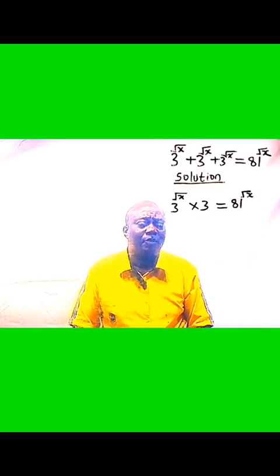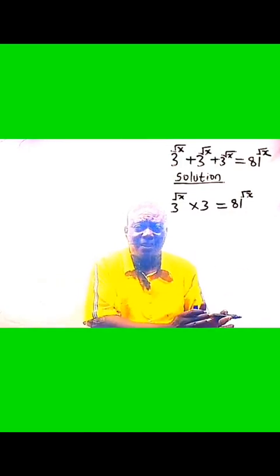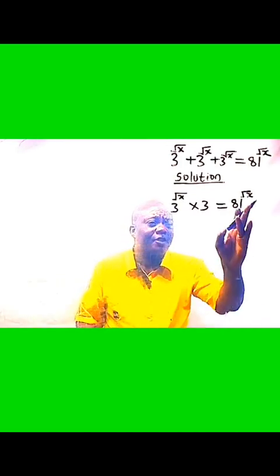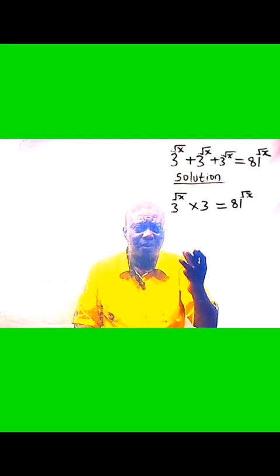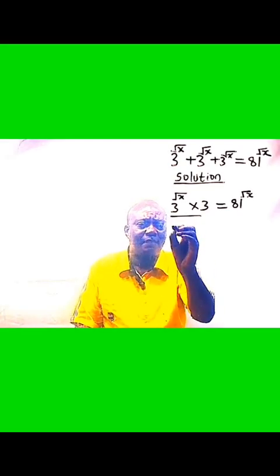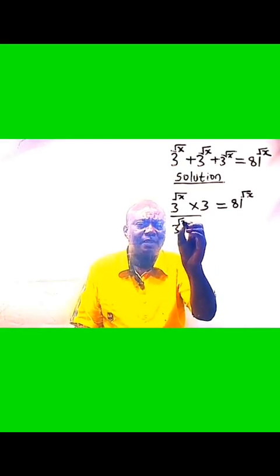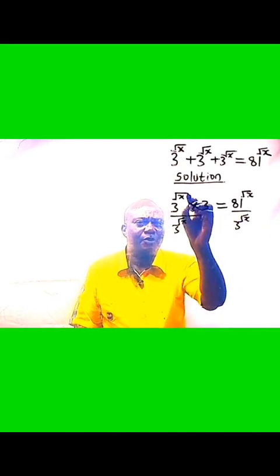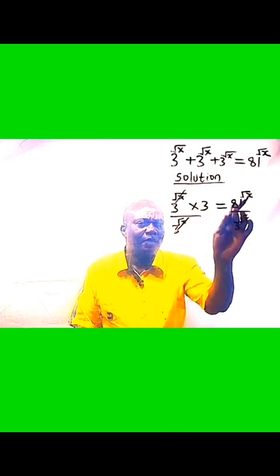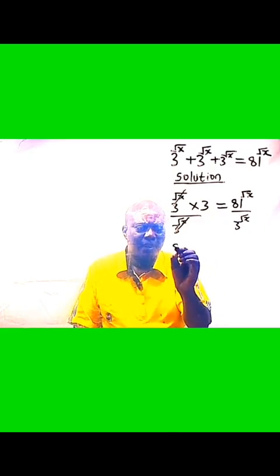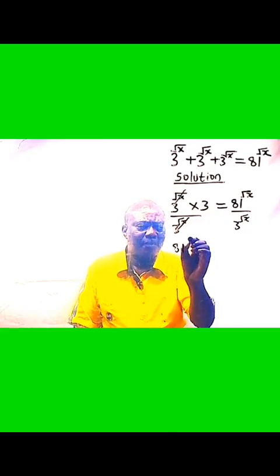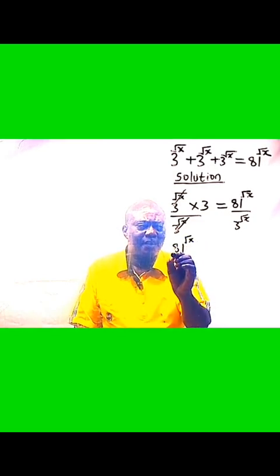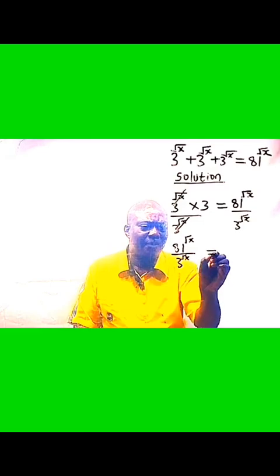What do you do? You start to put all the x together. If you like, you can divide both sides by this or by this. So I choose to divide by 3 raised to the power root x over 3 raised to the power root x. So this will go. What will happen now will become 81 power of root x over 3 power of root x, which is equal to 3.